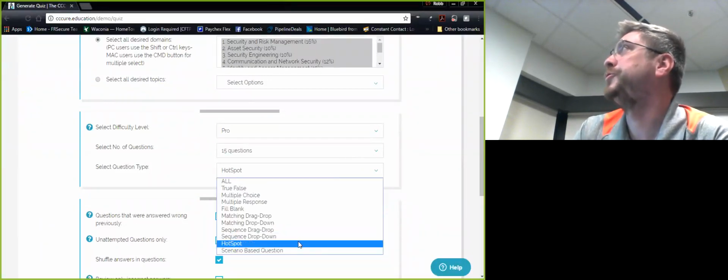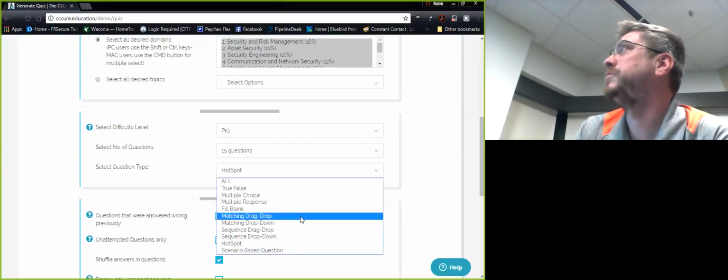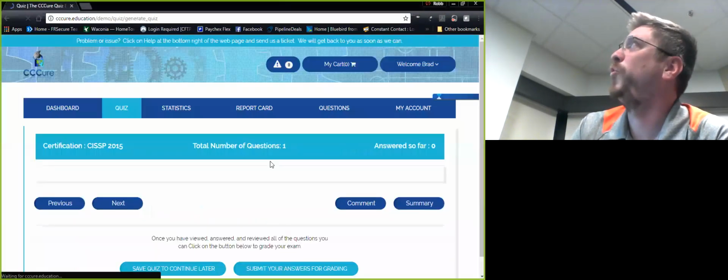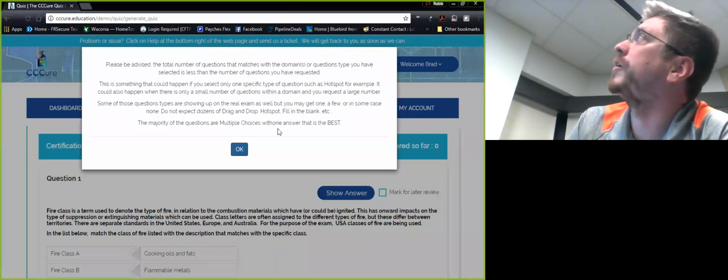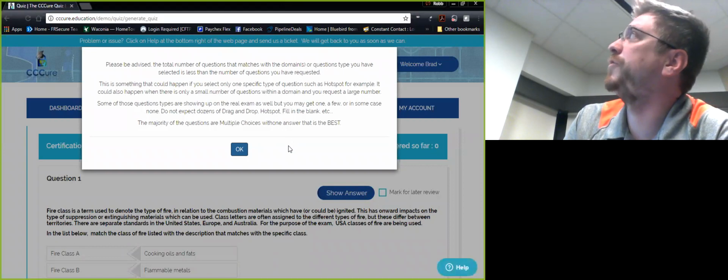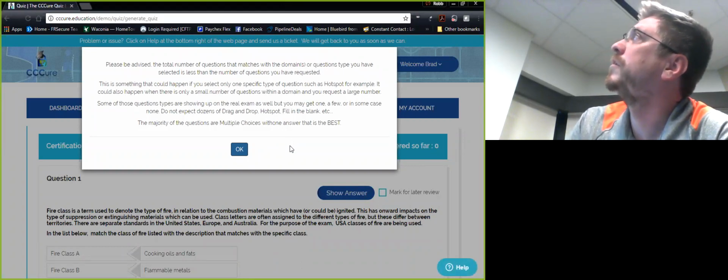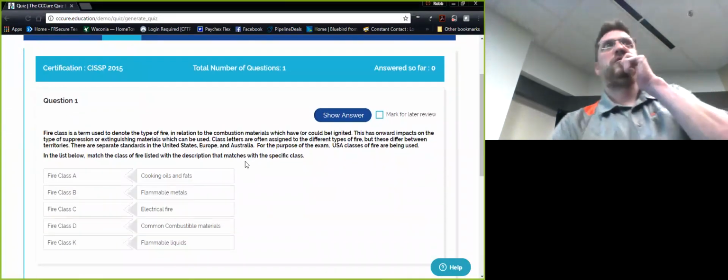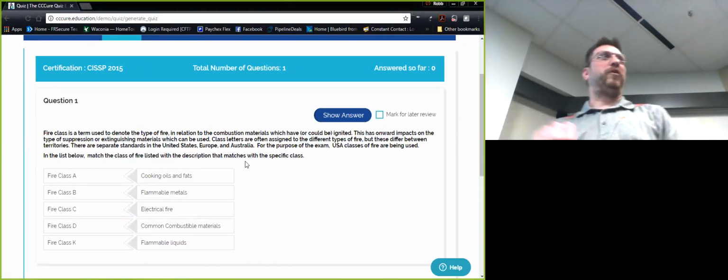So let's do matching drag and drop. It had a warning that popped up that I just ignored. Okay, there we go. Oh, okay. I don't have that many. And that makes sense because these are user submitted, so it's probably a little bit more difficult to get these.